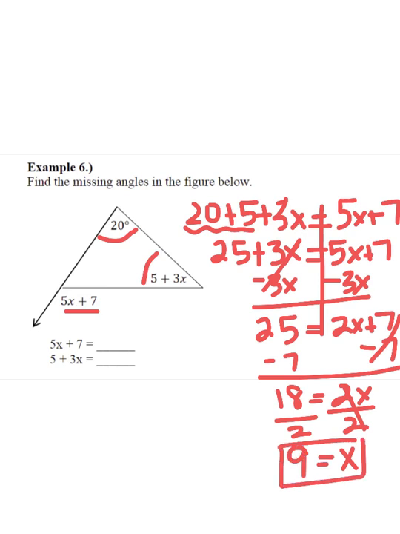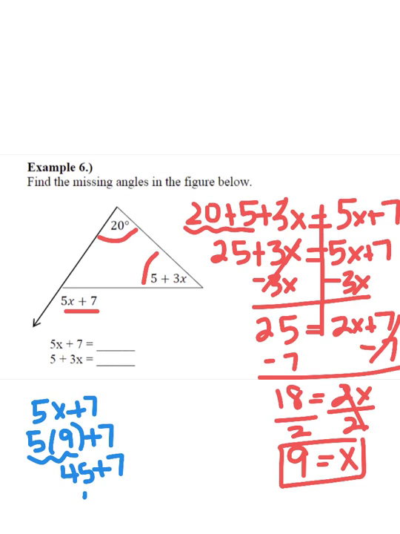If they just wanted you to solve for x, you're done. They asked us to actually find the angles. So 5x plus 7, 5 times 9 plus 7, 5 times 9 is 45. 45 plus 7 is 52. So this angle out here is 52.